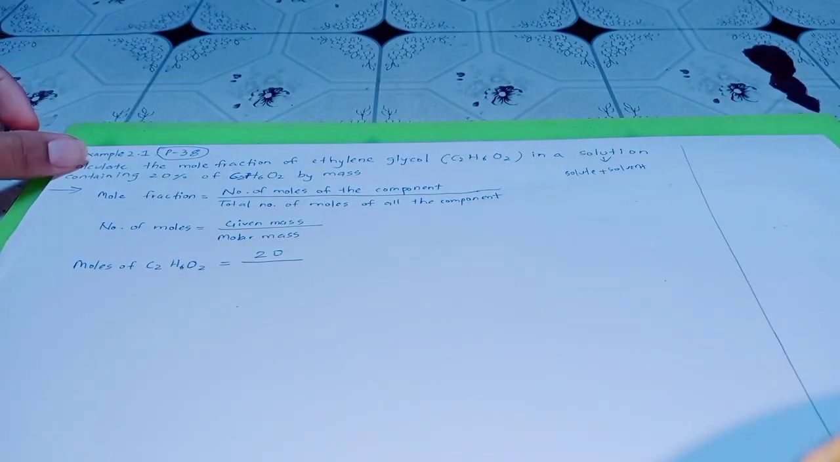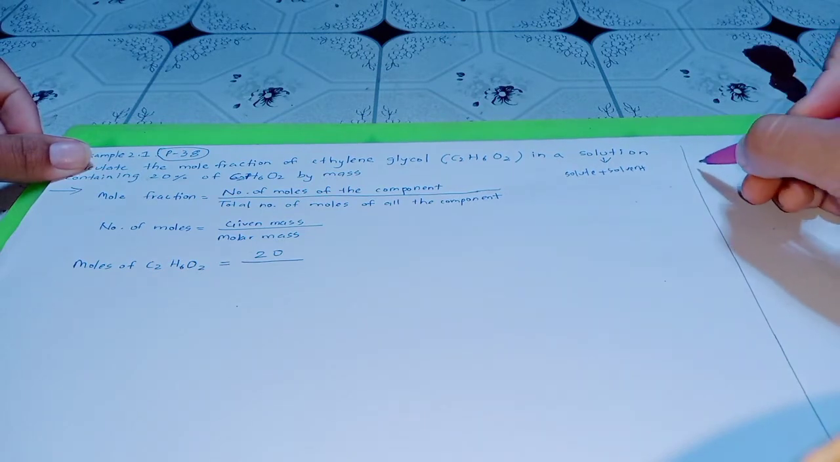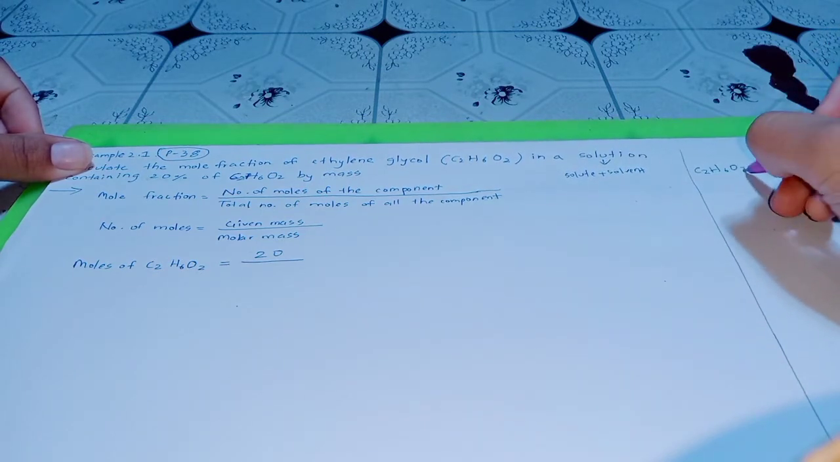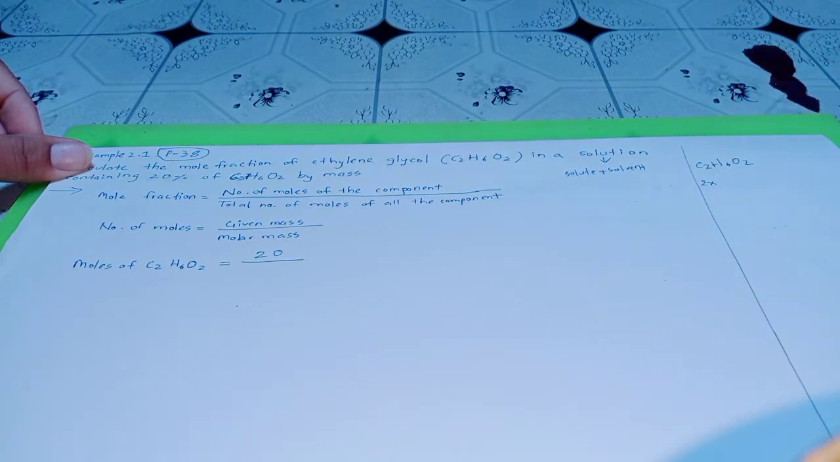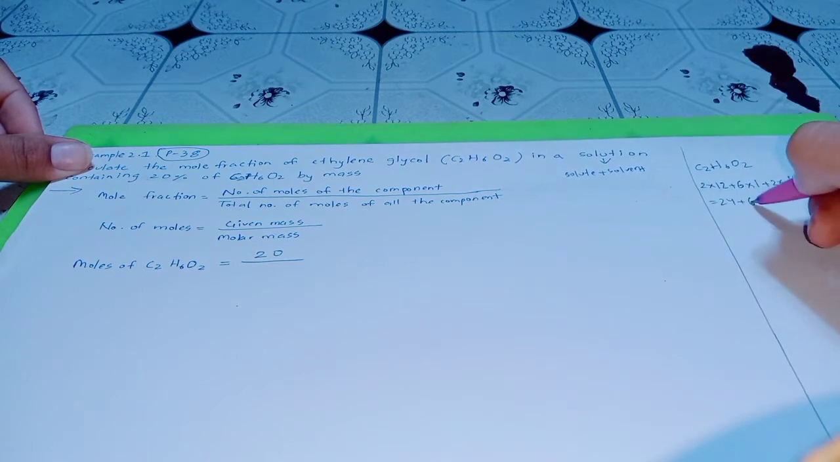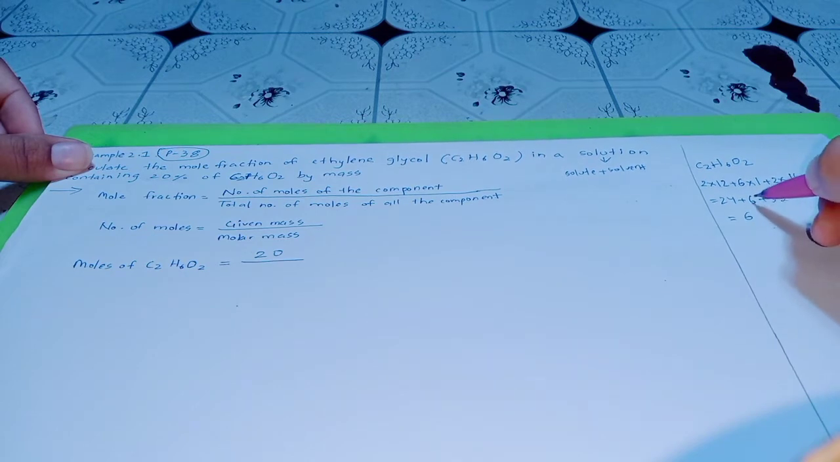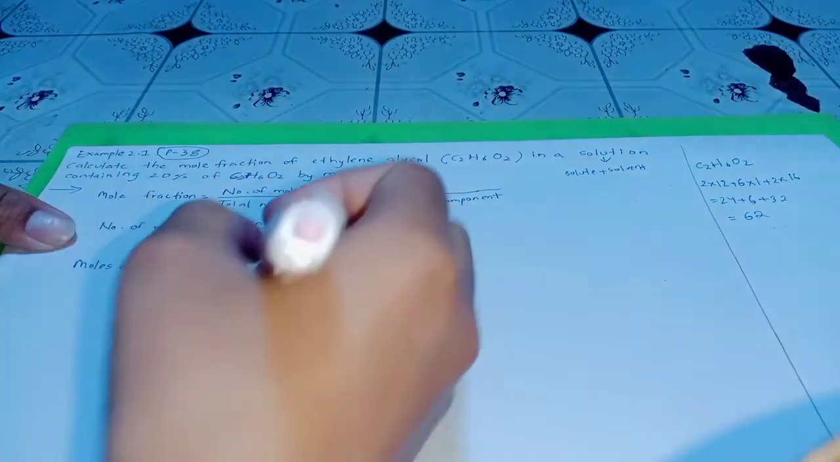And how to calculate the molar mass? What is the molecular formula of ethylene glycol? We have C2H6O2, right? So to calculate the molar mass, we need 2 into the atomic mass of carbon, that is 12, plus 6 into the atomic mass of hydrogen, which is 1, plus 2 into the atomic mass of oxygen, which is 16. That is 24 plus 6 plus 32, which gives 62. So now we get the molar mass 62, so let's write 62 here and divide it to get the moles.